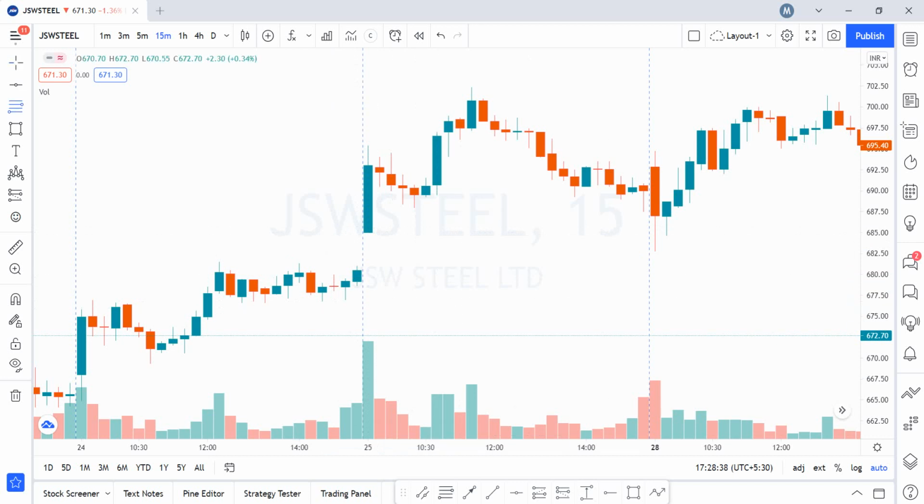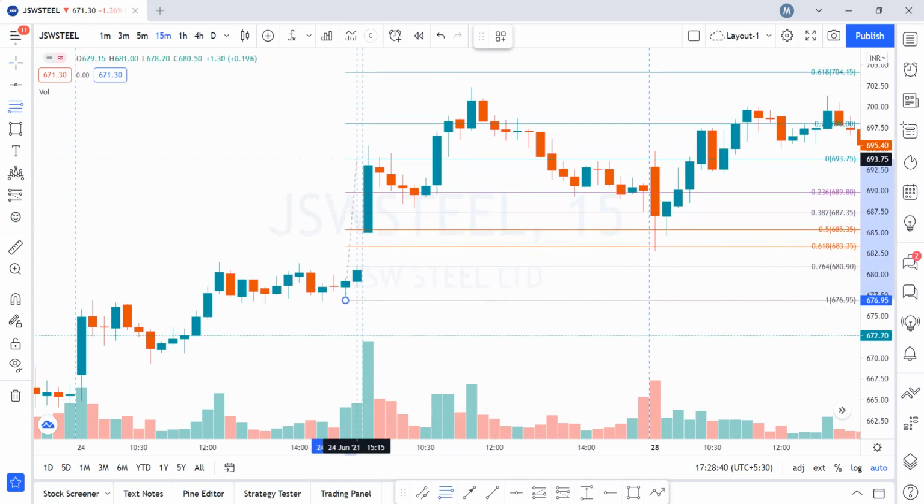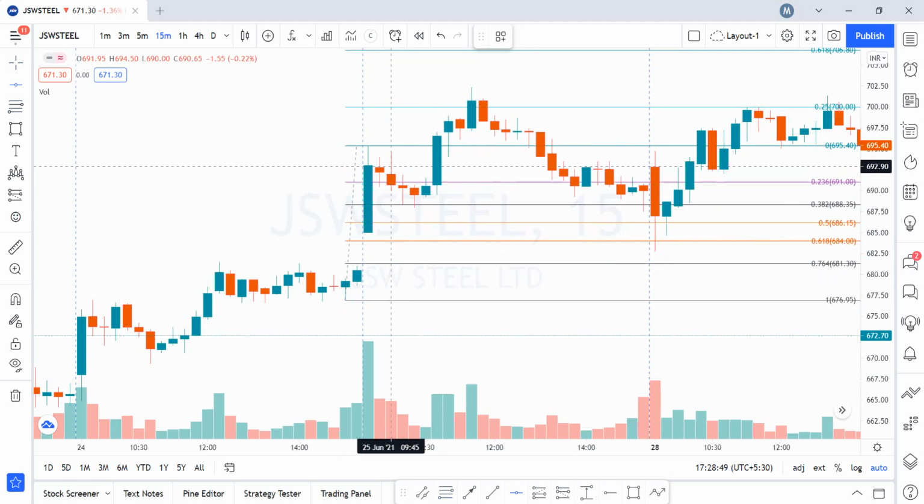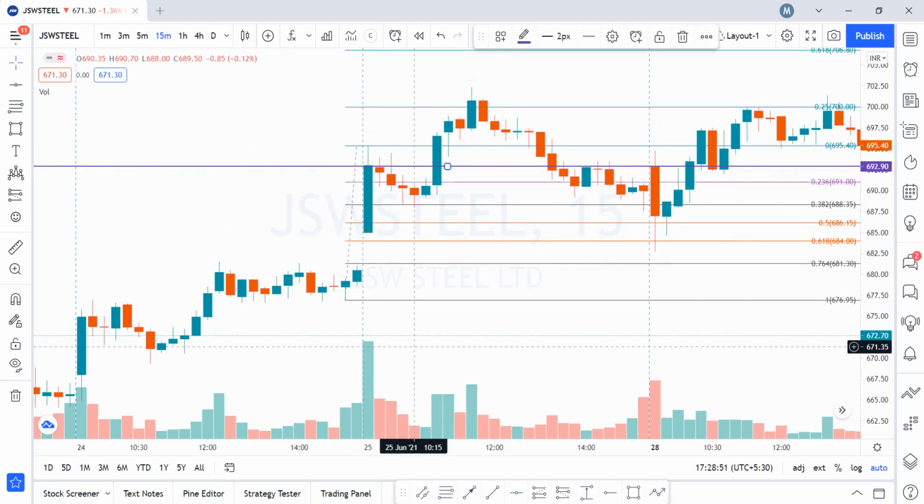Again, I'll be drawing the Fibonacci retracement. Once you get the stock, this is what you are going to draw. This will give you your levels for stop loss and targets. So you got the entry over here. This is my entry candle, 692.9, 693 roughly.